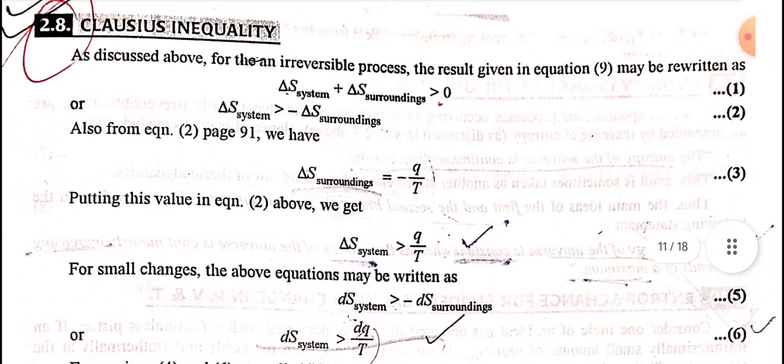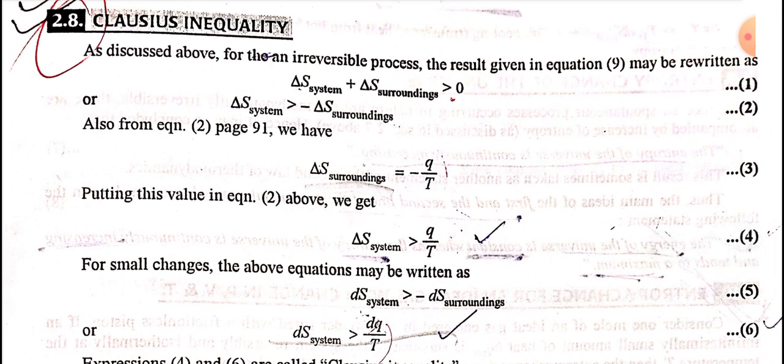Coming on to our next topic, that is Clausius inequality. As discussed above, for an irreversible process, the result given in equation 9 may be written as delta S system plus delta S surroundings greater than 0, or delta S system greater than minus delta S surroundings. Also from equation 2, page 91, we have delta S surroundings is equal to minus Q by T. Putting this value in equation 2, we get delta S system greater than Q by T. For small changes, the above equations may be written as dS system greater than minus dS surroundings, dS system greater than dq by T.